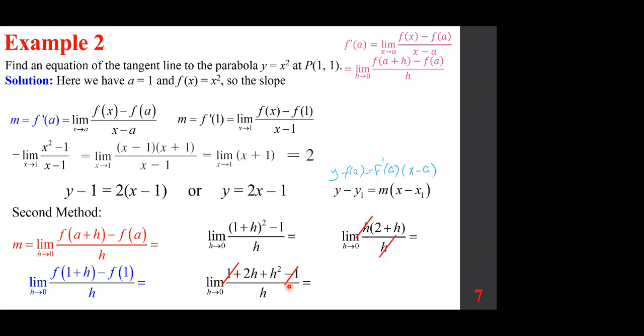It's important to keep up with the limit. Otherwise, your answer would be 2 plus h. If you don't have a limit, this is 2 plus h. Now, because you have the limit as h approaches 0, you take it to 0, and it becomes 2 plus 0, or simply 2, and that's exactly what we had here.